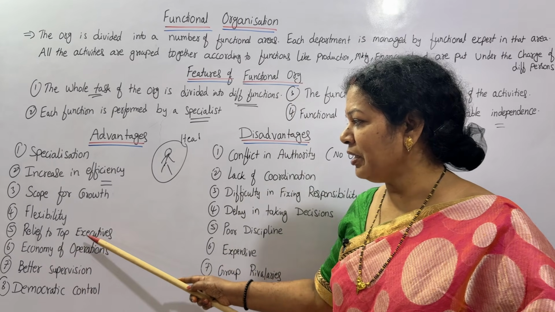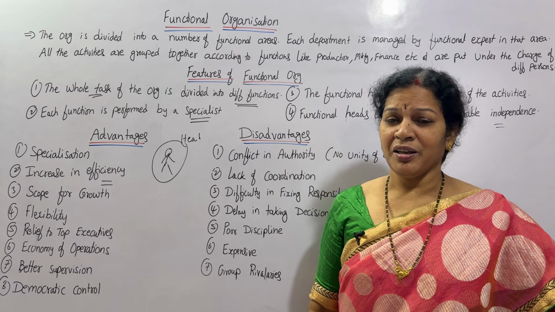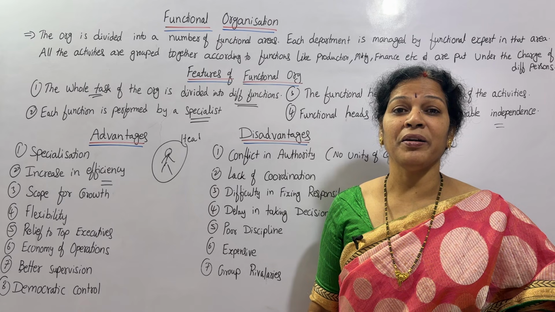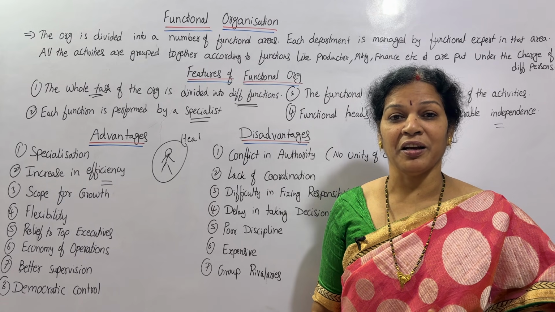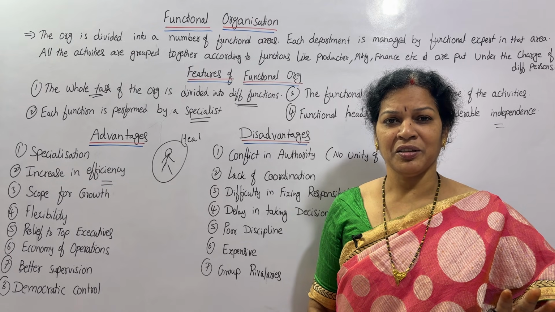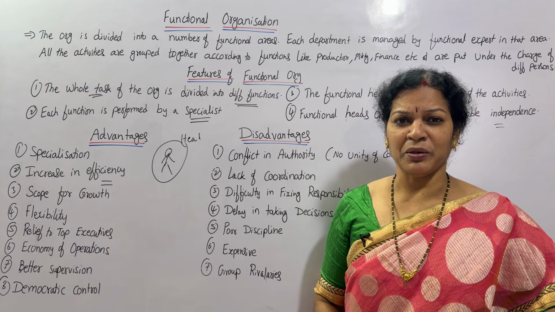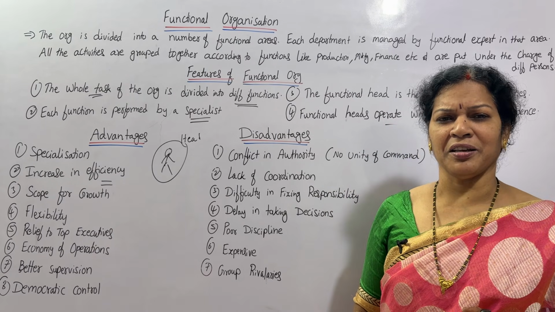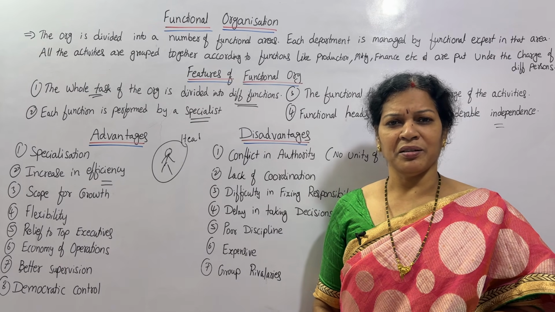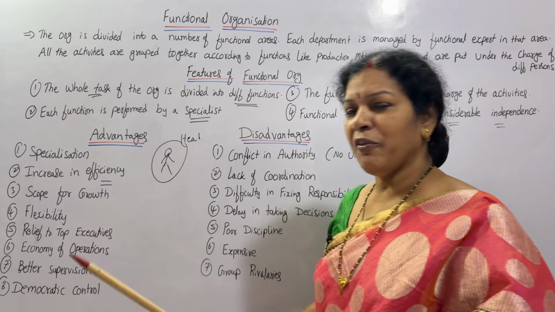And also relief to top executives. Top executives means CEOs, managing directors. They need not worry much because functional heads are there. Heads are appointed who are experts in that particular area. So the managing directors and CEOs can relax, because the heads are going to take care. Just handle them smoothly. Smartly you can talk to them, and things can be done in a quick and easy way. Economy of operations.